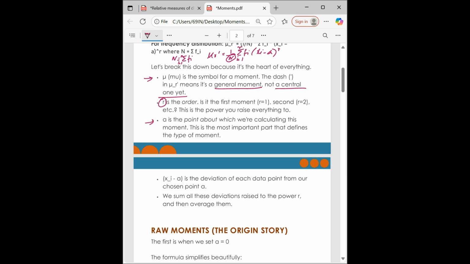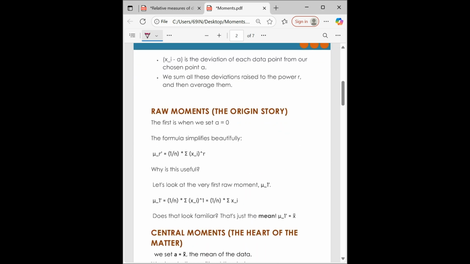Now, next, A. A is the point about which we are calculating this moment. This is the most important part that defines the type of the moment. Next, xi minus A is the deviation of each data point from our chosen point A. Next, we sum all these deviations raised to the power r, and then average them. So in simple terms, a moment is the average of the deviations from a point raised to a power.